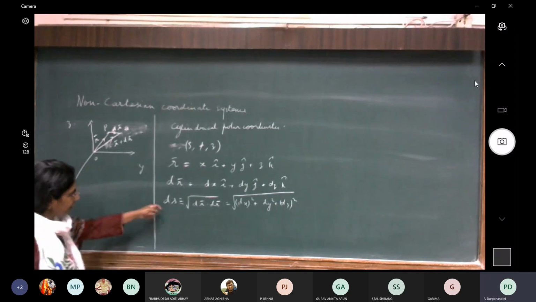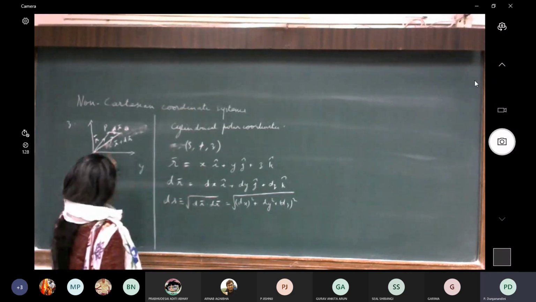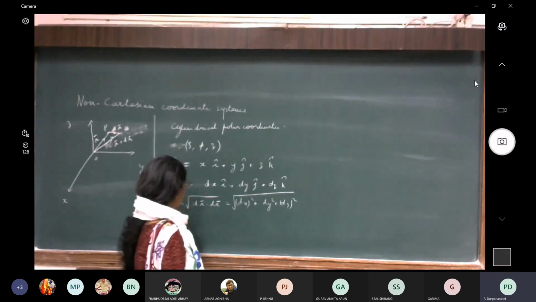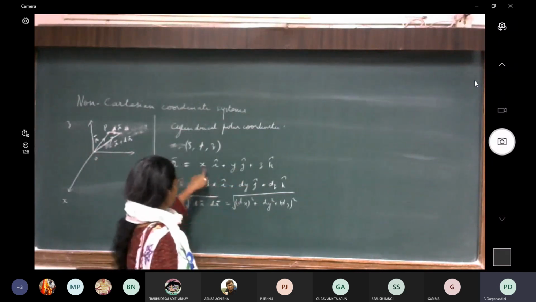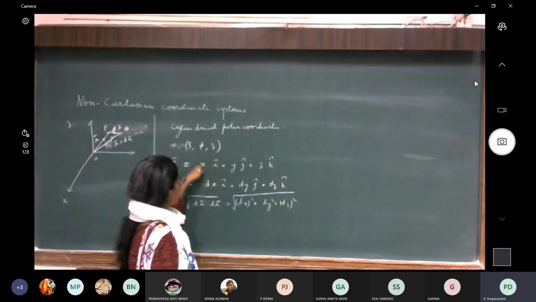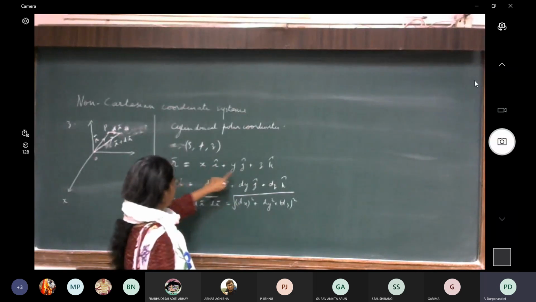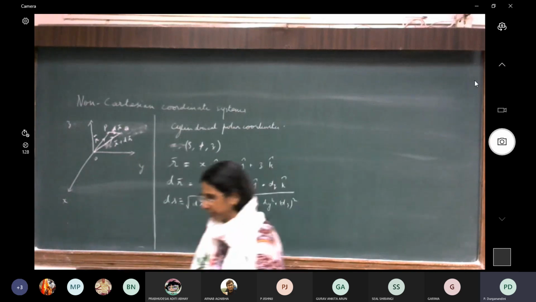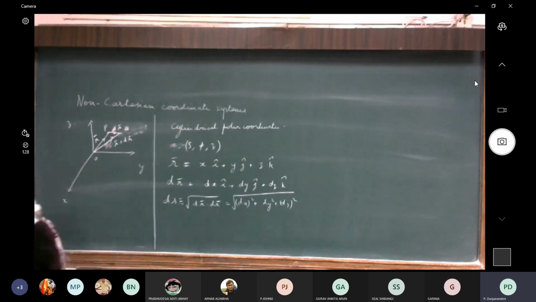What you can see here is that suppose I make the displacement along the x-axis, keeping the y position and the z position fixed, then my ds is simply going to be dx. Similarly, if I do a displacement along y, keeping x and z fixed, then my ds will be simply dy. And if I make a displacement along the z-axis, keeping the positions along x and y the same, then my displacement ds is simply going to be dz.